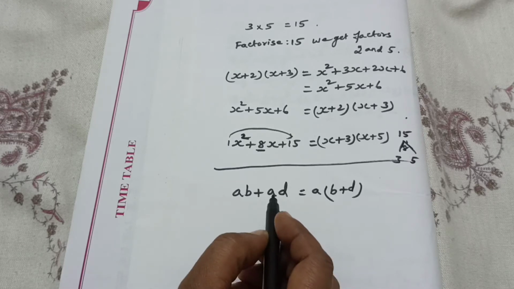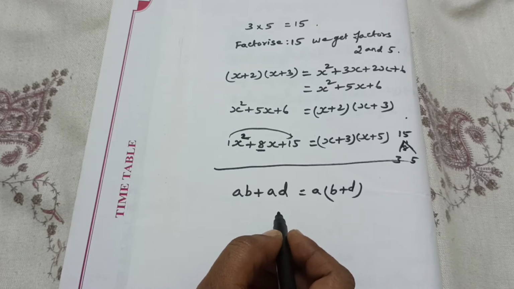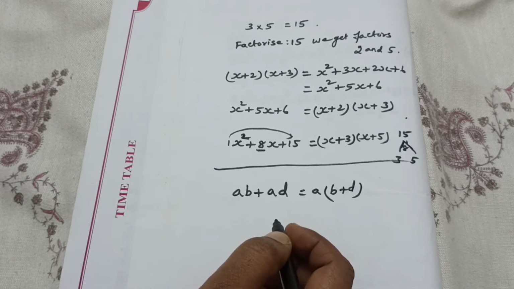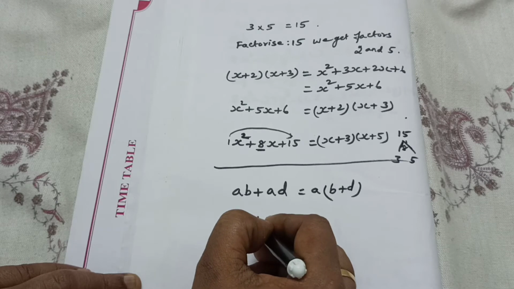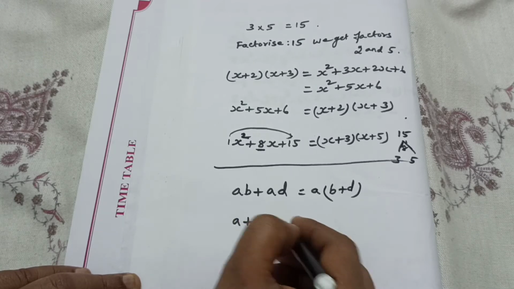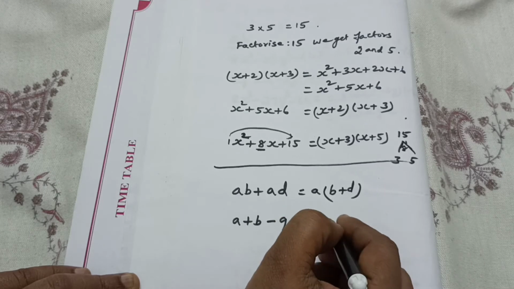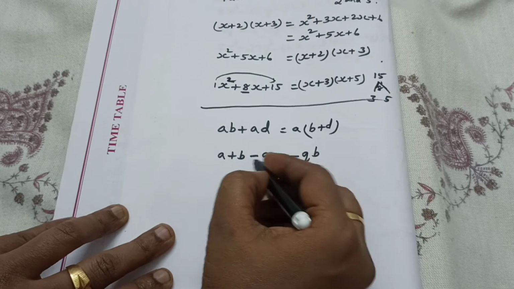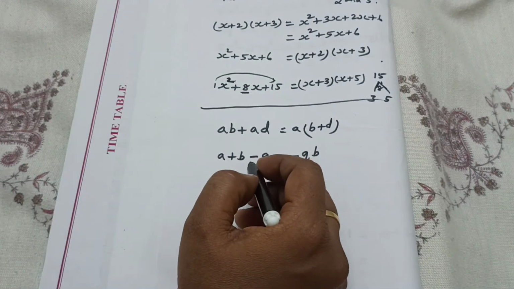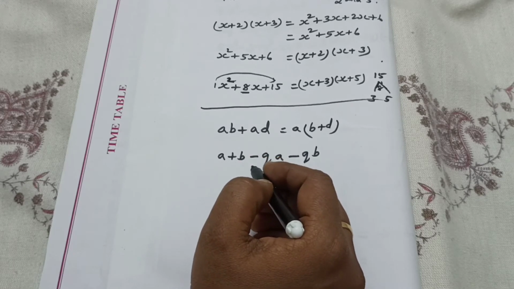Then another method is by grouping. By grouping, how can we find the factorized form? Suppose here a plus b minus qa minus qb, simply I am giving. Like this one, a polynomial is given, and we have to find the factors.